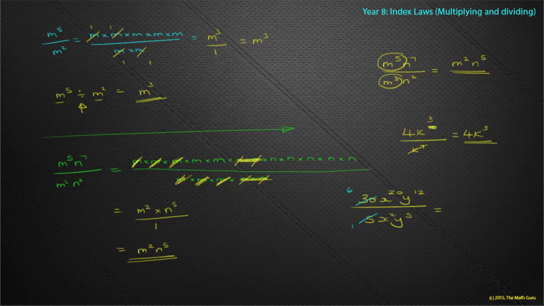I've got 20 x's on the top and 2 x's on the bottom. So those 2 x's are going to cancel 2 of those to leave me just 18 x's left. And I've got 5 y's on the bottom and 12 y's on the top. 5 of those y's will take off of there and give me 7 left. And so, what do I have left? I've got 6 times x to the floaty 18 times y to the floaty 7 all over 1 times 1 times 1, which is 1, or 6 x to the floaty 18 y to the floaty 7.